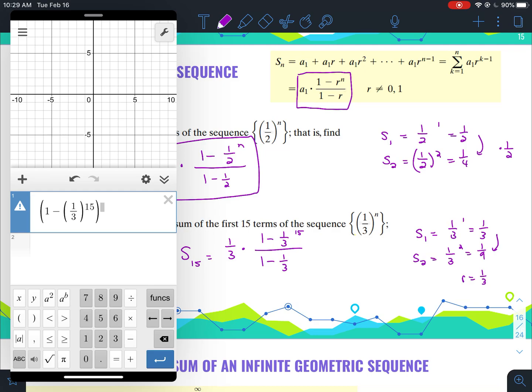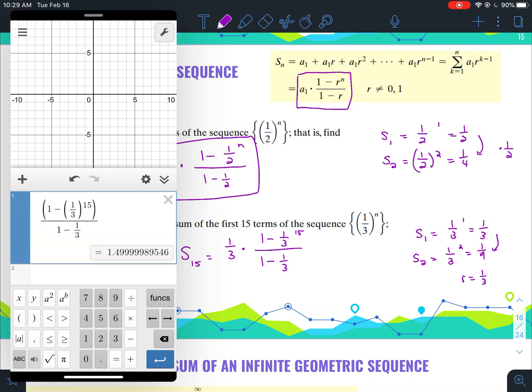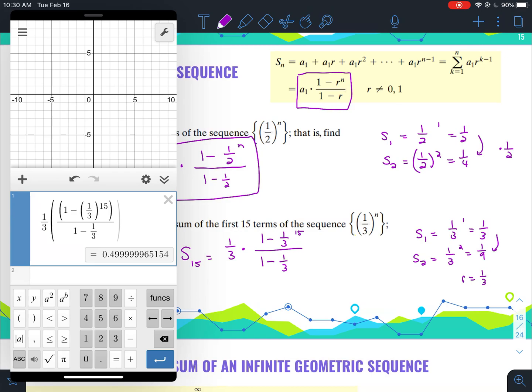Raised to the 15th power, and then divided by 1 minus 1/3, and then I'm going to multiply that by 1/3. And so the sum of the first 15 terms of this sequence is going to be 0.4999999. And so we're going to say it's approximately a half, or 0.5. So the sum of the first 15 terms of this sequence would be approximately a half.